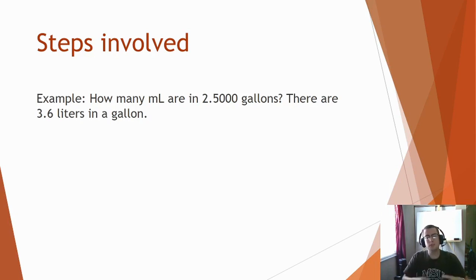Okay, so to go through the steps involved, it's a lot easier to just work through a problem than it is to say, well, you need to do this, then that, then that, then that. It's a lot easier to just watch it unfold. So we're going to work this problem out. We want to know how many milliliters are in 2.5000 gallons, knowing that there are 3.6 liters in every gallon.